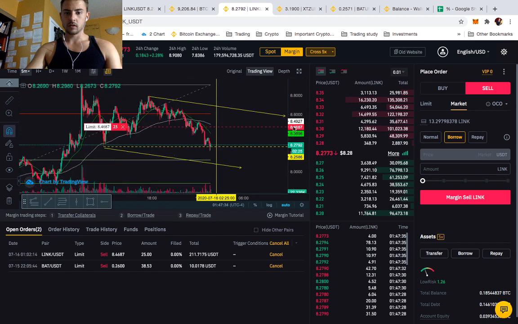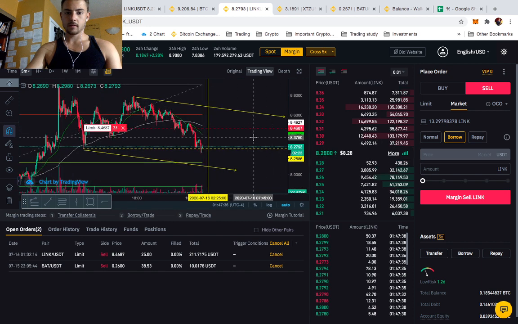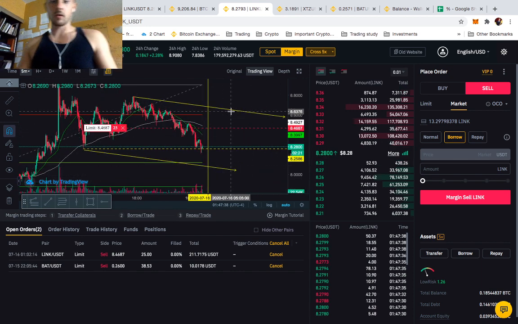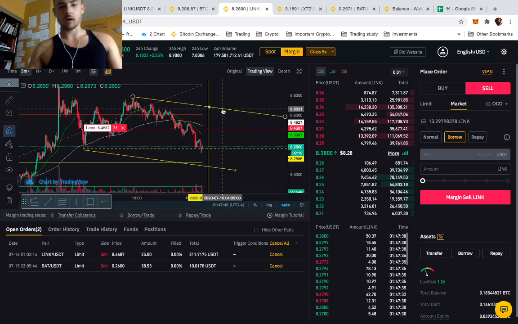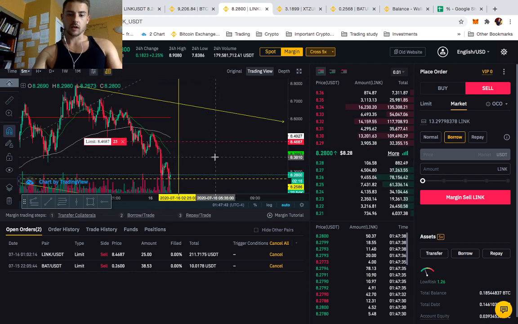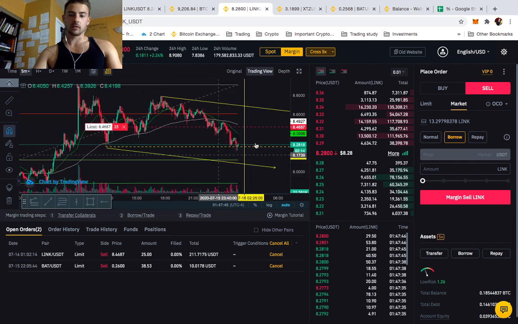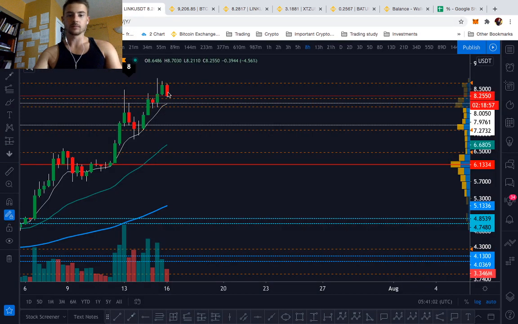So yeah, I'm gonna keep it there for now, but we could come back up here. I'm not sure what's gonna happen. One thing I don't like is the volume's getting quite large and it's getting supported, but if we do continue to come downwards, I can see that the price would go down even more.